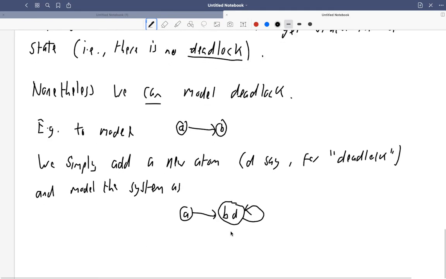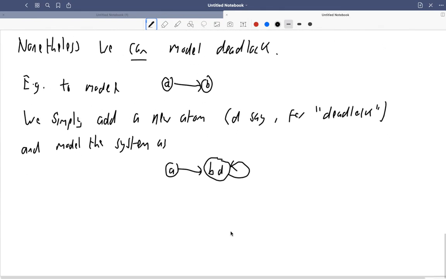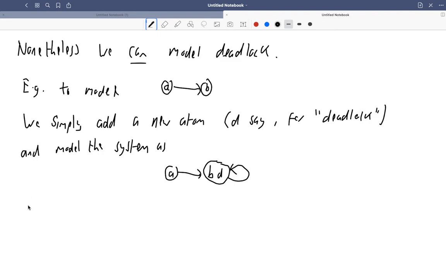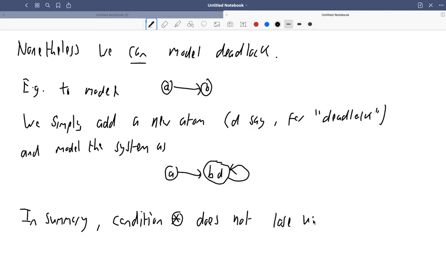So the point is, so in summary, condition star does not lose us any modelling power. We can still essentially model systems with deadlock, we just have to encode the deadlock in a slightly fussy way.